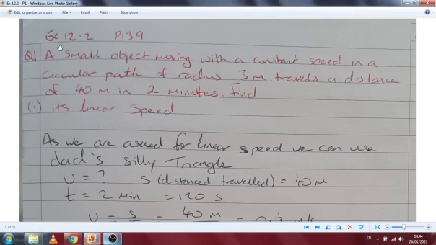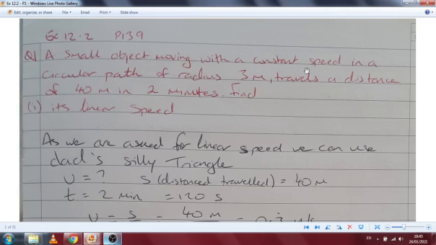In this video, we're going to cover the questions from exercise 12.2 on page 139 of your physics book. We're going to look at questions involving speed, distance, time, angular velocity, and linear velocity. As they go on, they get a bit more complicated, and as they get more complicated, they tend to get a bit more interesting.